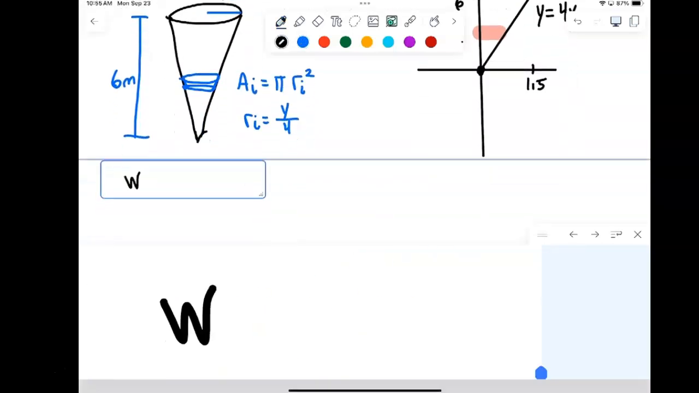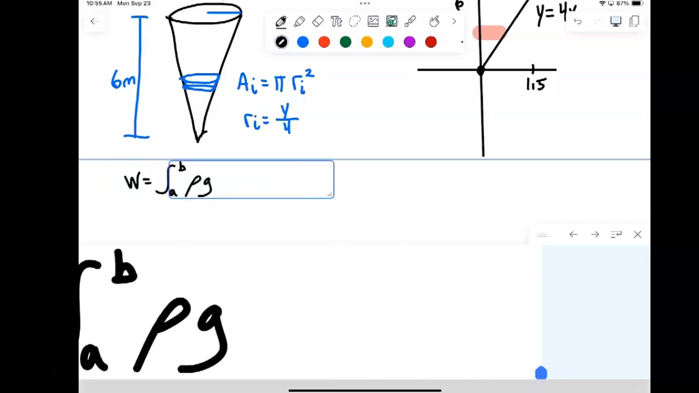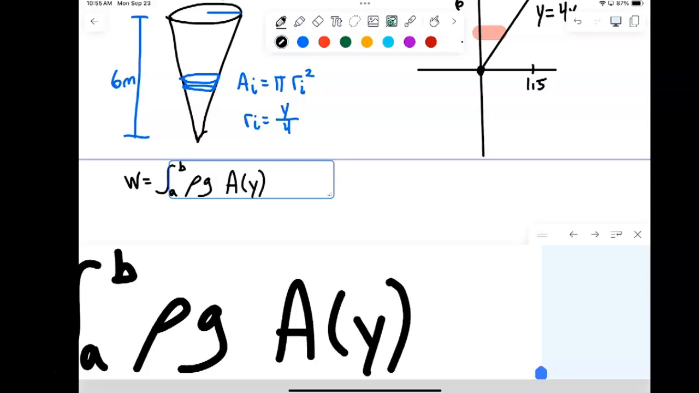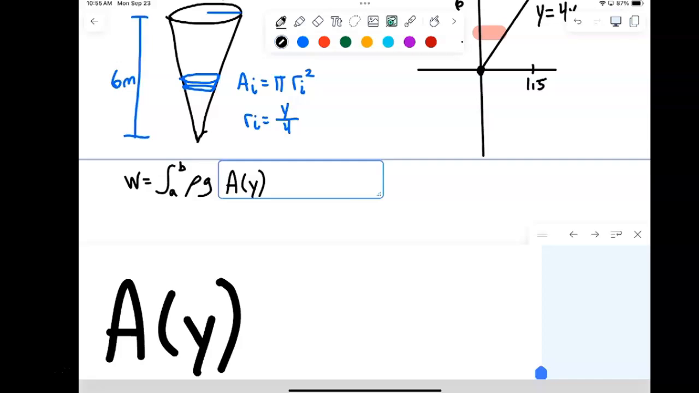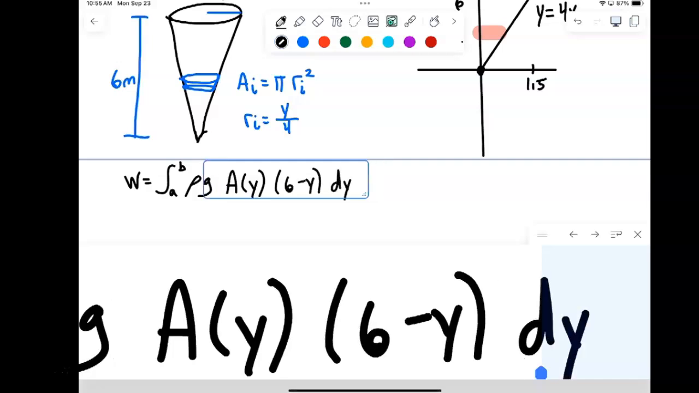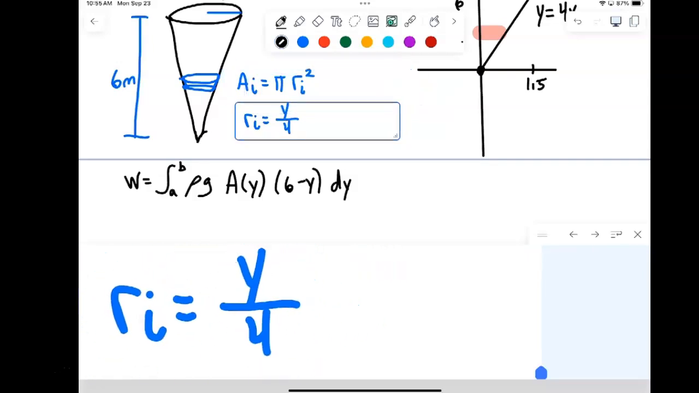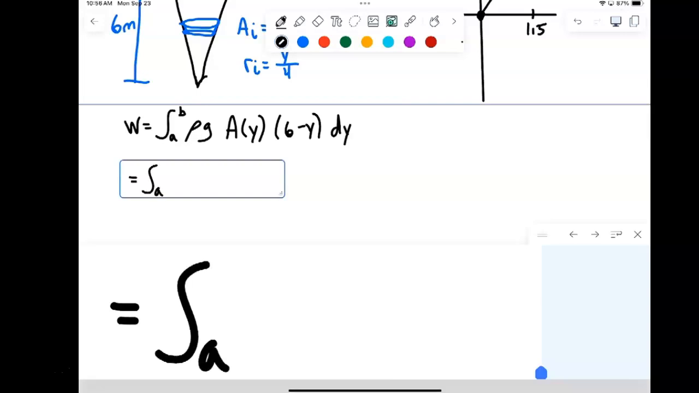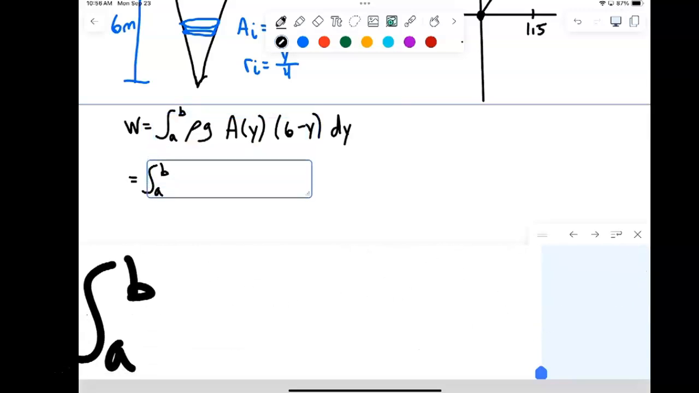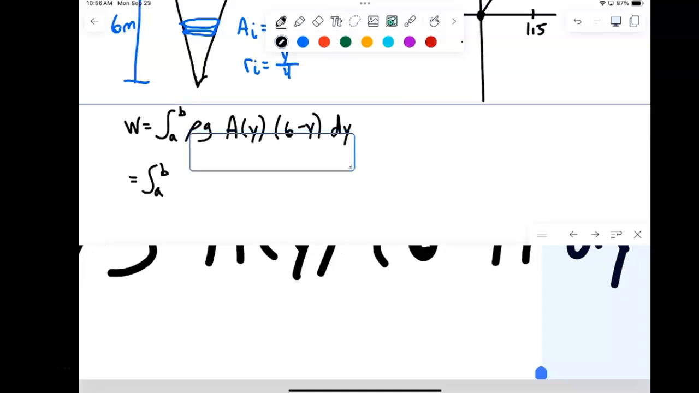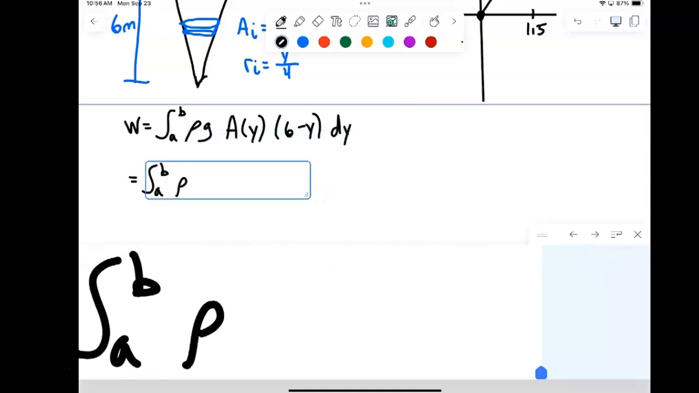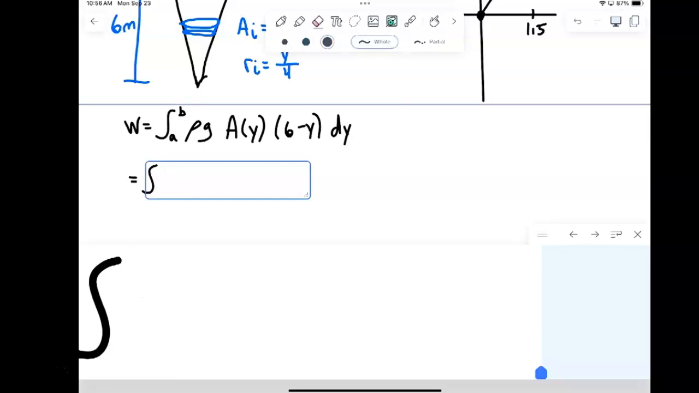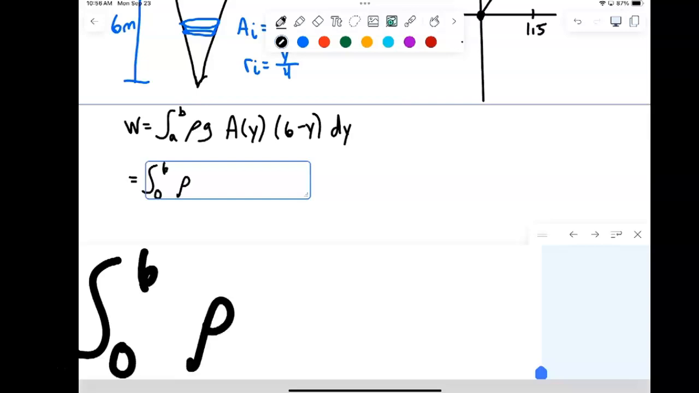So putting all this together, the work is going to be the integral from a to b of rho g times A of y times the height, which in this case is going to be 6 minus y, dy. And we know that our area here for the cross section is just pi times r squared. So rho and g are constants. This is a water tank, so we're lifting water, so I'll bring in the density of water in a minute. Gravity is 9.8 meters per second squared. That's usually what we use. Okay. So rho g, actually it should not use a and b anymore. That should be 0 to 6 of rho g.